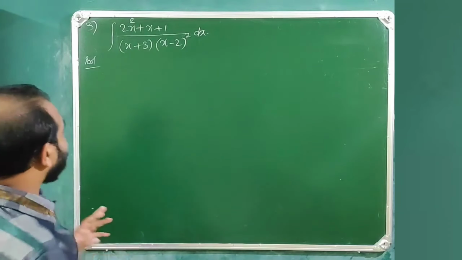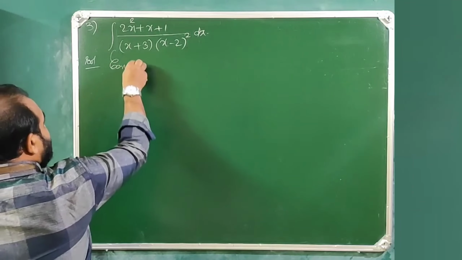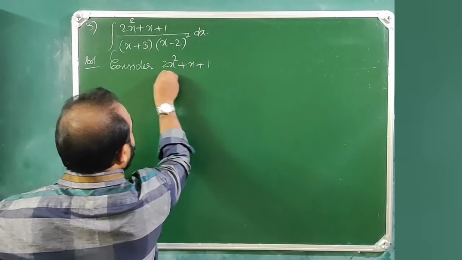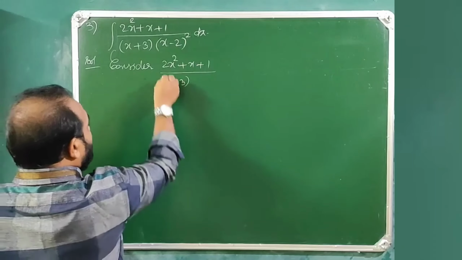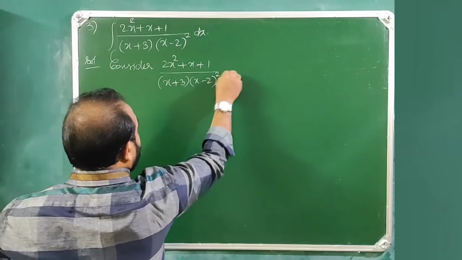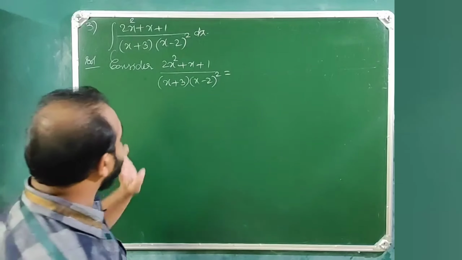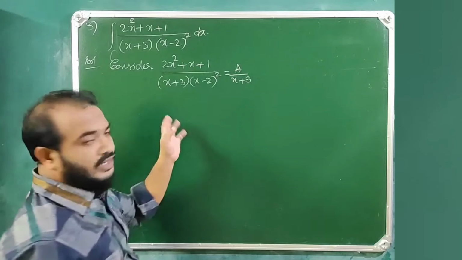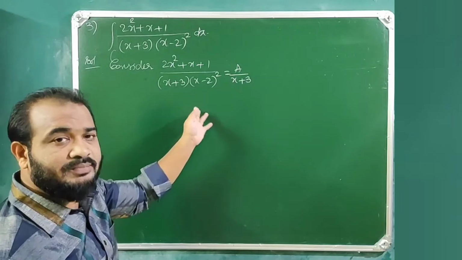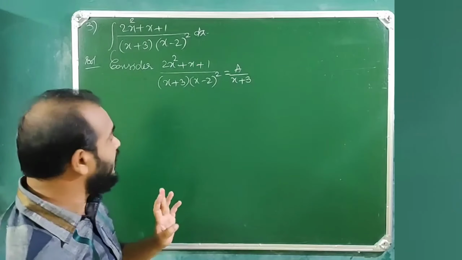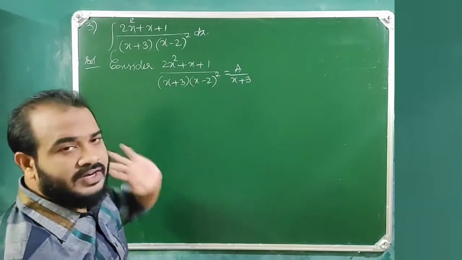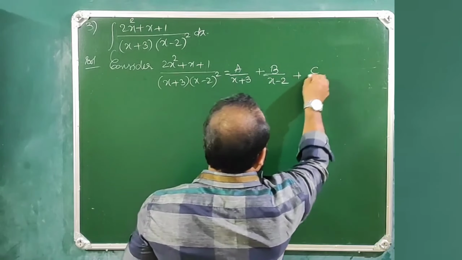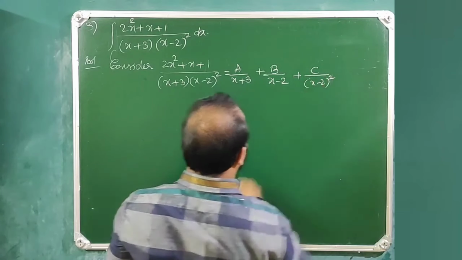without integration, consider 2x square plus x plus 1 by x plus 3 into x minus 2 whole square. The partial fraction for this is A by x plus 3. For every non-repeated linear factor ax plus b, there exists a partial fraction of the form A by ax plus b. This is a repeated linear factor: B by x minus 2 plus C by x minus 2 whole square.